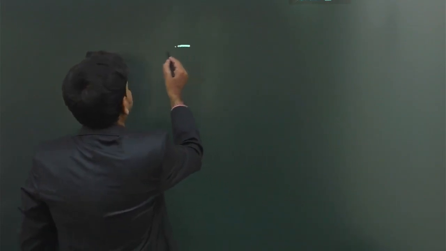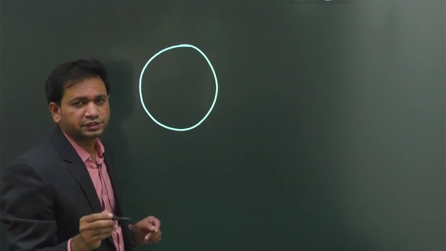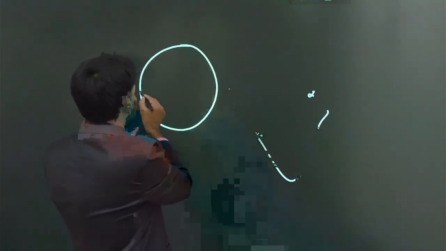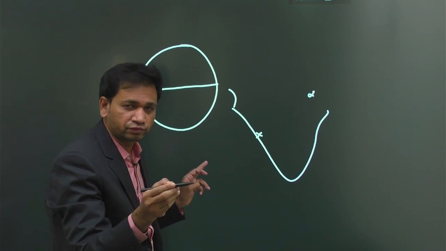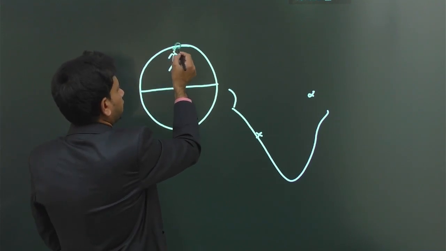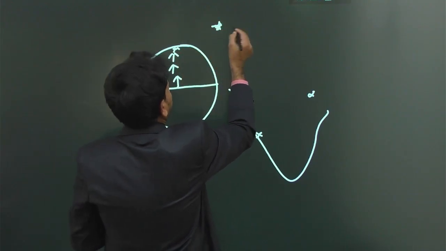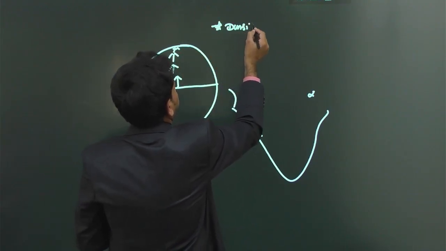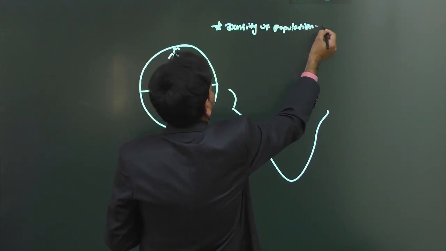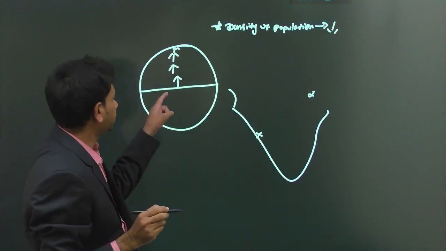So we said that biodiversity may vary from one region to another because of the latitude and altitude factors. Whenever you travel from the equator to the polar area, the density of the population is going to decrease.